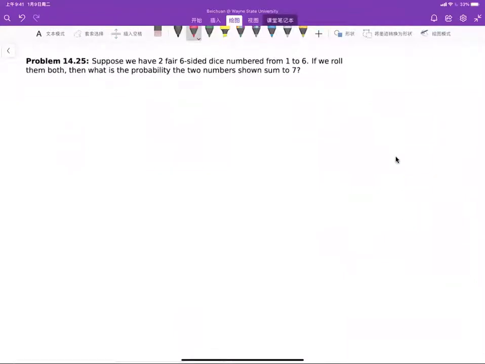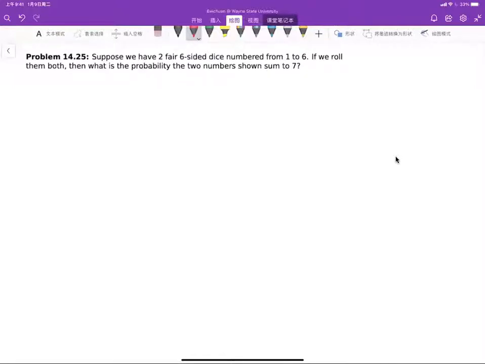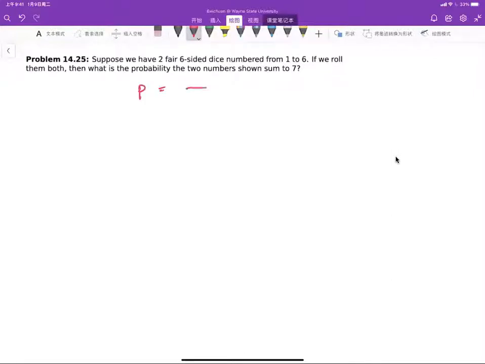Well, let's look at the next problem, 14.25. Suppose that we have 2 fair 6-sided dice numbered from 1 to 6. I think this is what Davey asked at the beginning of this section. So what if there are 2 dice? If we roll them both, what is the probability the 2 numbers showing sum to 7? Again, to find the probability, we still go back to that formula. P equals the number of successful events over the total number of events.